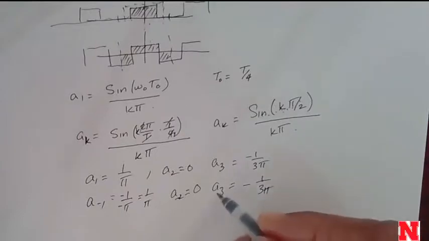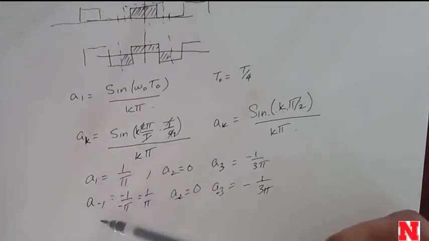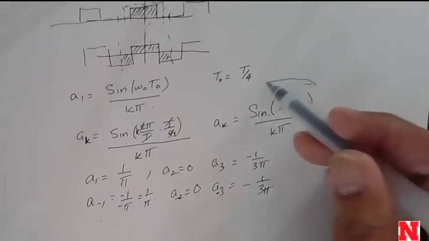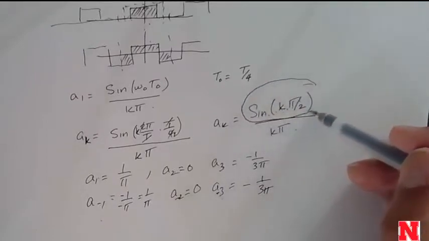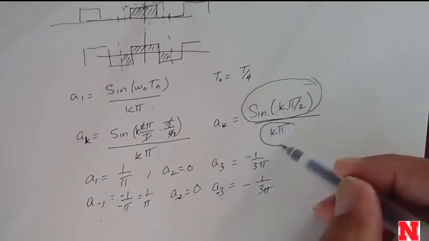So you'll notice that, let's say A sub 3 is equal to A sub minus 3. A sub 2 is equal to A sub minus 2. A sub 1 is equal to A sub minus 1. And in fact, if you look at this thing, sine is an odd function. K pi is an odd function.